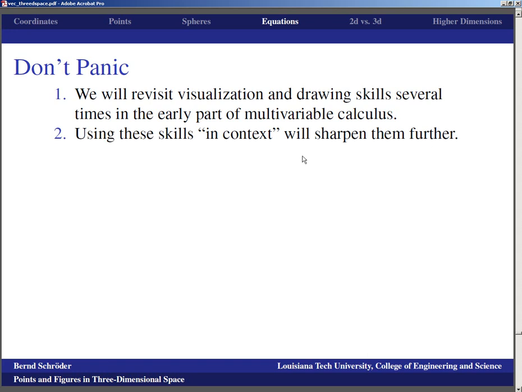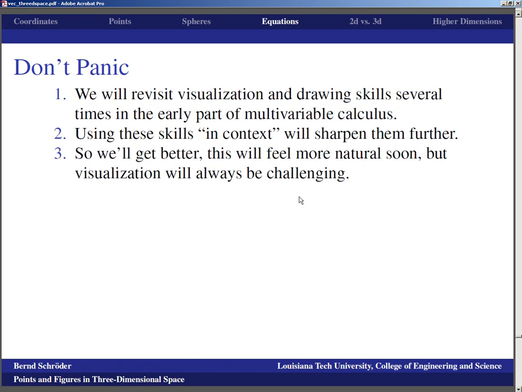So the thing that we're going to do is use these skills in context, and that will sharpen them further. So we will get better, and this will feel more natural soon, but visualization will always be challenging. As we go through this, if you are using a computer algebra system to check yourself, by all means do so. Learn how to use a computer algebra system to do 3-dimensional visualizations. That is something that I'll probably also present in my face-to-face classes. I'm not going to connect these presentations too much to one computer algebra system. I will show you pictures that I'm creating with MathCAD, but this is all about calculus. It's not about a specific piece of software.